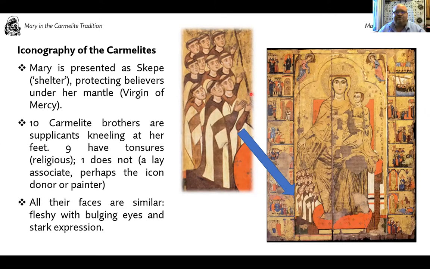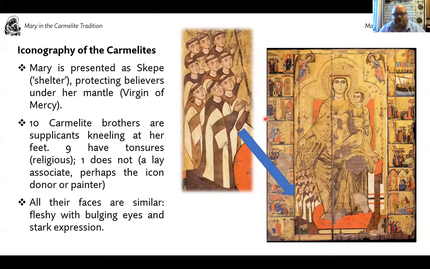At this stage, they're sort of in between being hermits and friars. But we know that 9 of them are religious because they've got tonsures. That is, they've got bald tops of the head. I just have a bald top of my head because I'm balding. But these guys have deliberately cut off the hair at the top of their head as a sign of their religious profession. But one of them doesn't. This chap just here doesn't have a tonsure. He has a full head of hair. So who's he? He might be a lay associate.